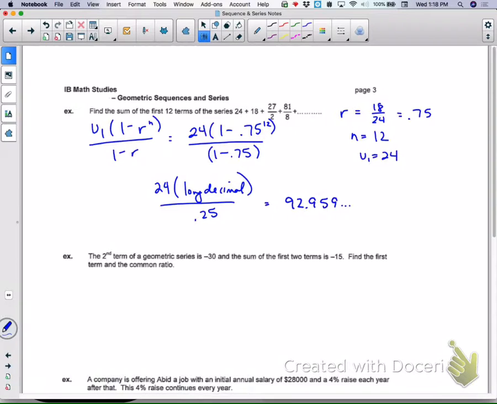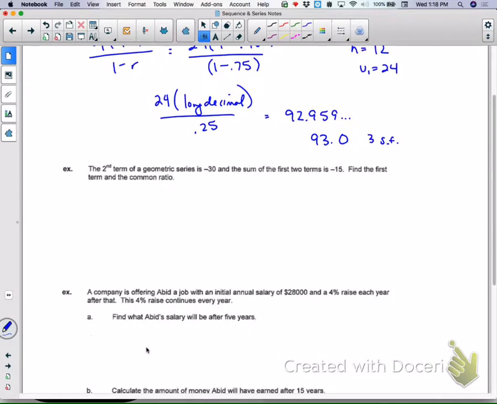92.959. Now, this is not one that you can change to a decimal or change to a fraction. So just 93.0, and that's 3 significant figures. If I want you to give me an exact answer on your quiz or on your test, I will tell you that. Otherwise, feel free to round to your 3 sig figs. Okay. All right, a couple more here.